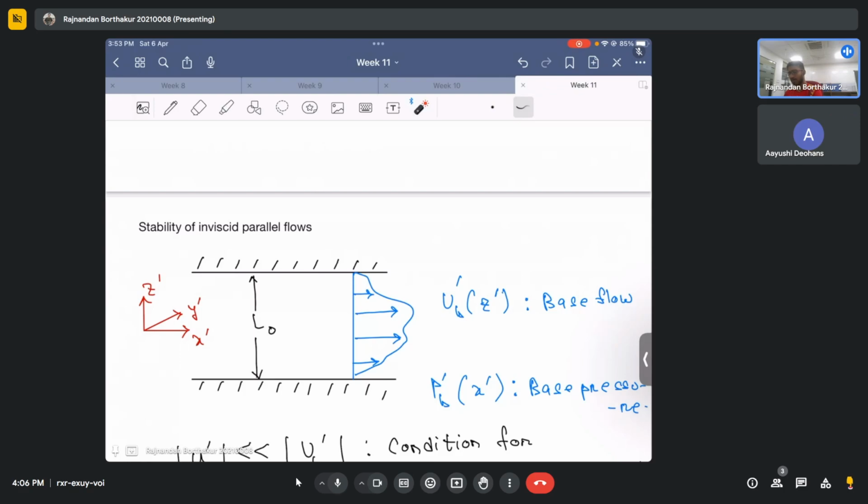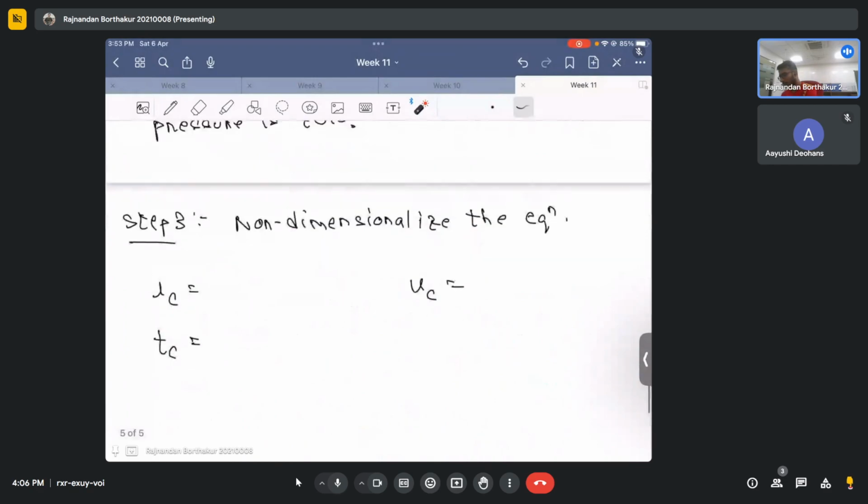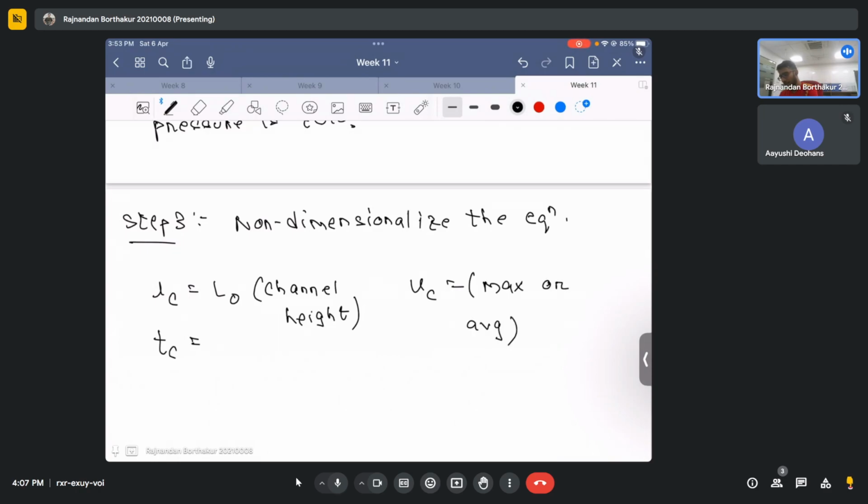So we do have, because in a way the base flow is known to us, right? Which means you can take either the average or the maximum as the characteristic velocity. Okay, good. So we will take the characteristic length scale as L naught, which is basically the channel height. And we will take the characteristic velocity as, let's say, average or maximum, either of these things you can take, of the base flow. Anything will work here.